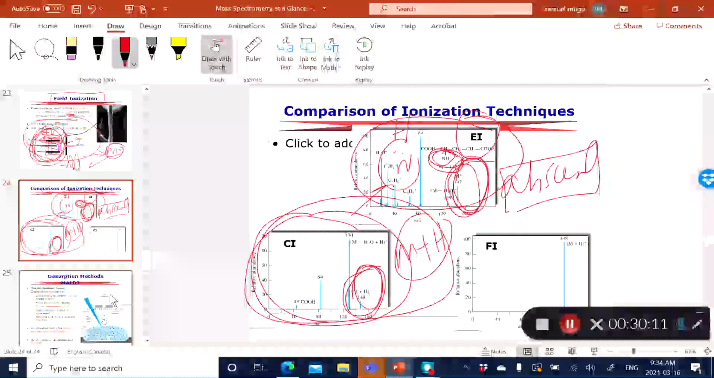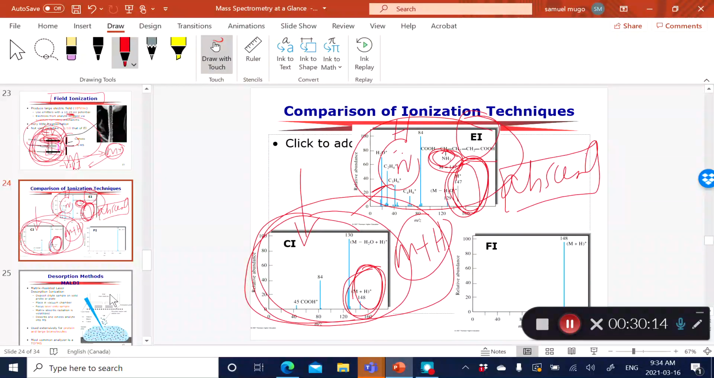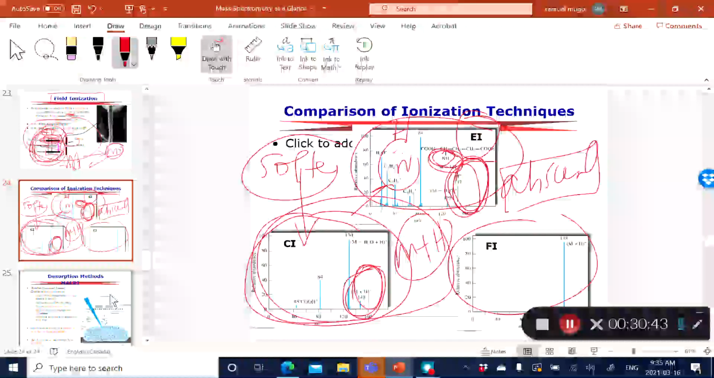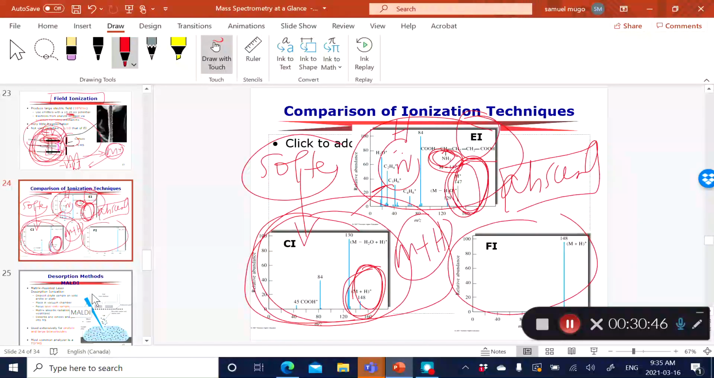But the key is, you can see it's not a very busy spectrum, meaning it's a softer ionization method compared to the EI. Now, on the other hand, look at the field ionization mass spectra. You can see it's very, very soft. You don't get fragmentation at all. So in terms of relative softness, you can see the FI is a lot softer compared to the CI. And of course, CI is much softer compared to the EI.